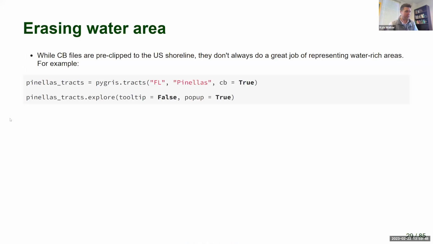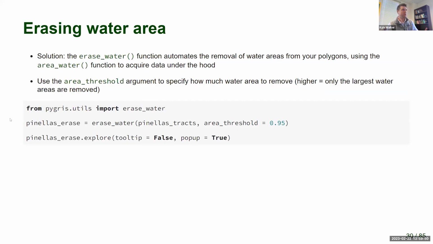And so the resolution that I've developed is the erase_water function. What's great about erase_water is it uses the area_water function in pygris under the hood. It fetches the appropriate water area features, so you don't have to worry about that. And then it goes in and computes a spatial overlay and removes water area from your polygons. Let me show you what this does.